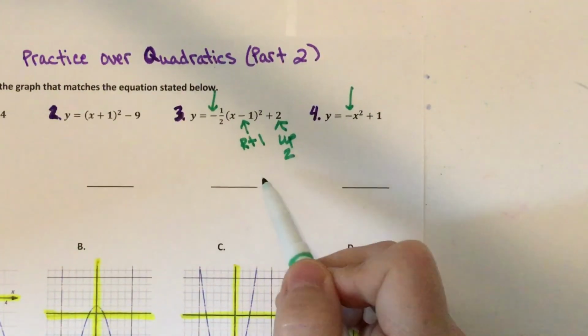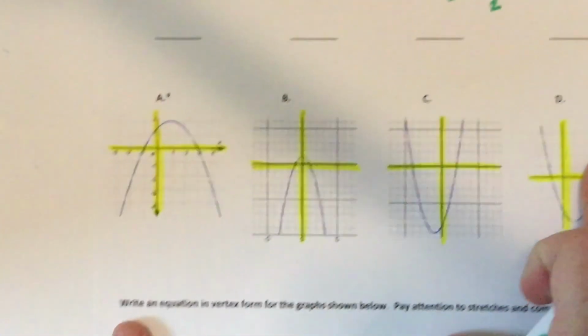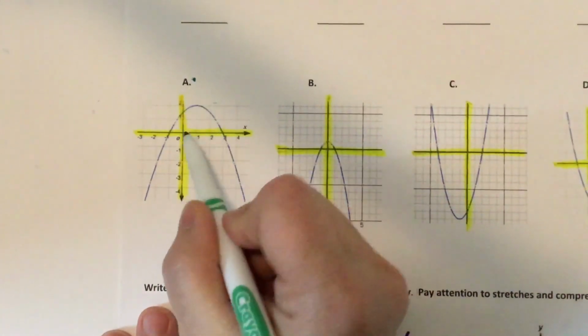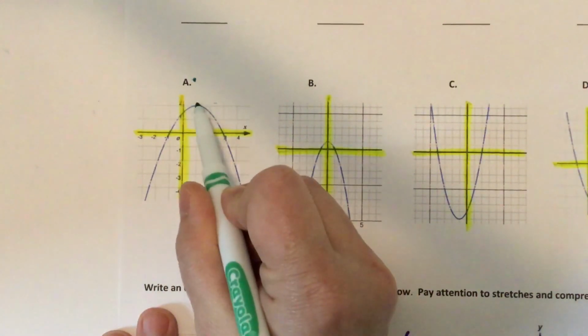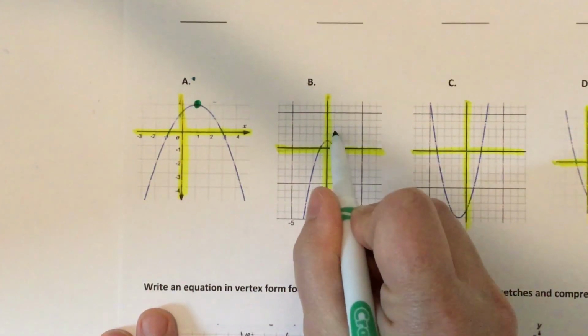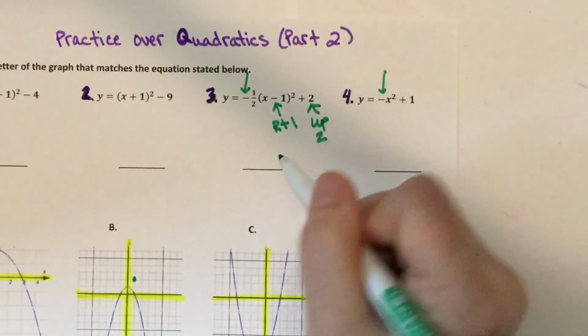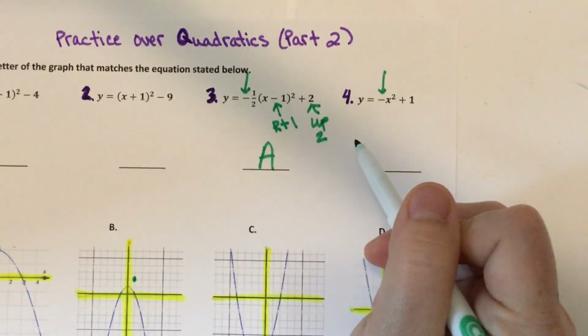So let's see which vertex went right 1 and up 2. And I'm only going to look at A and B because they're opening down. So did this vertex go right 1 and up 2? It sure did. Let's look at B. Did B go right 1 and up 2? Nope. So I know that this one is A.